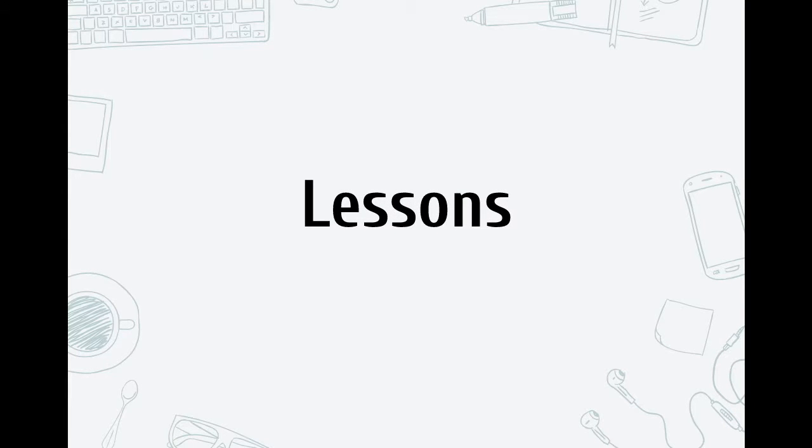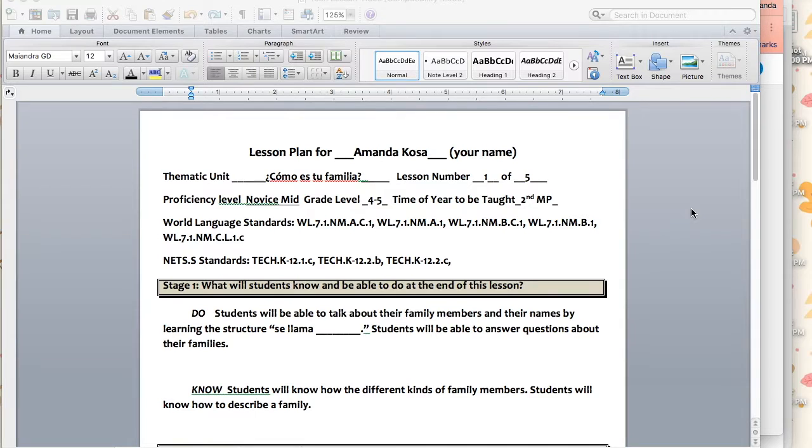I broke this unit up into 5 lessons. I would think that I would probably spend a little bit more time on it, but for now, I wanted to focus on just those kind of 3.5, including pets, those 3 to 4 main topics that I had. So here are the 5 lessons that I developed for my thematic unit plan.